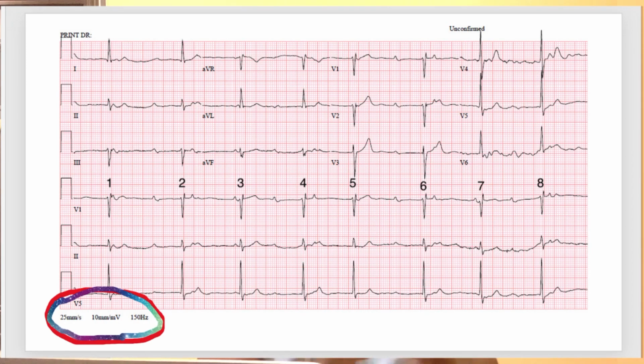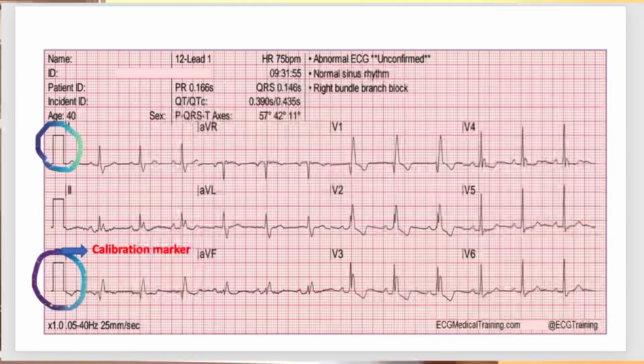That represents the standard paper output speed. We find it captured here. And also in this image, we find that the 10 millimeters standard is captured here. Even when not clearly shown, we are still able to identify these calibrations. And we do that by looking at the calibration marker. Some texts also call it calibration signal box.